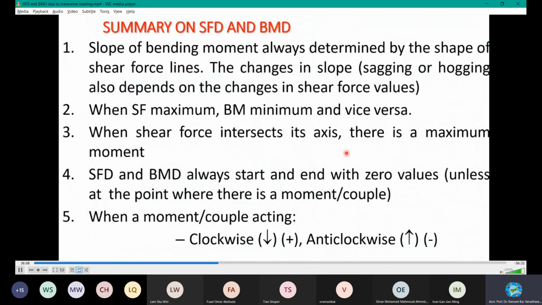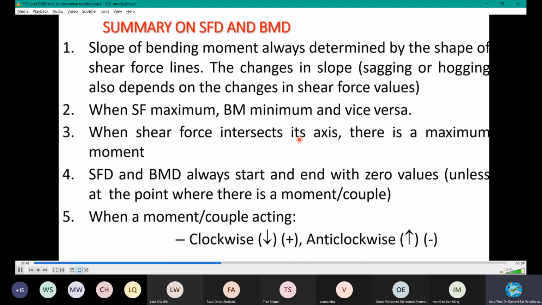Then coming here, when the shear force intersects its axis, meaning zero, there is a maximum moment. When shear force is zero, there will be a maximum bending moment. You can follow all these things. This line gives you the idea to locate where the maximum bending moment is. You can integrate or differentiate dM over dx from one end to another to find the location of the maximum bending moment.